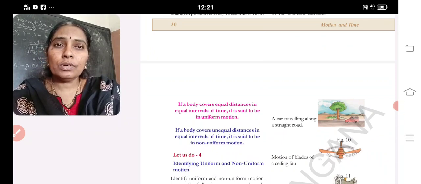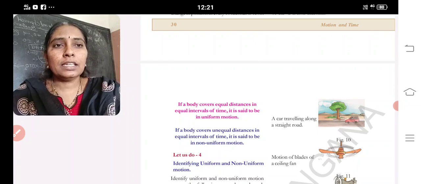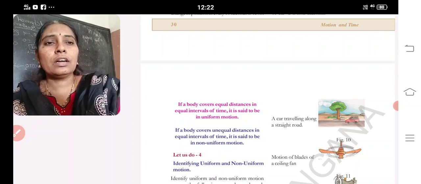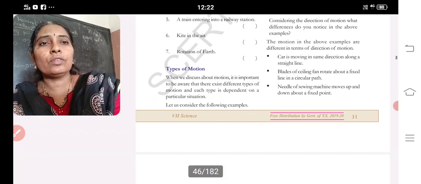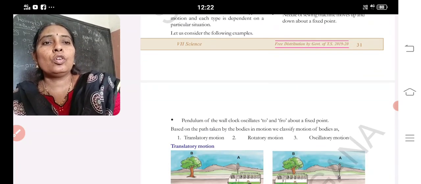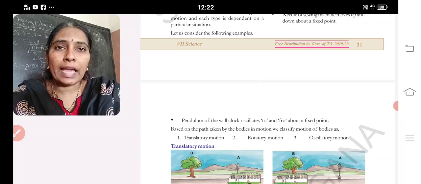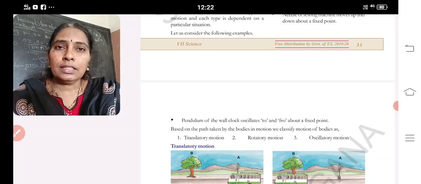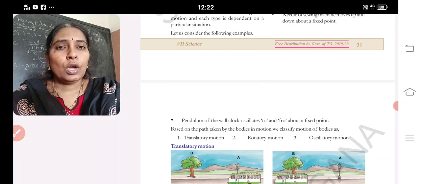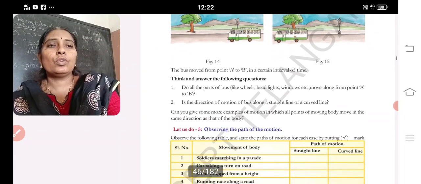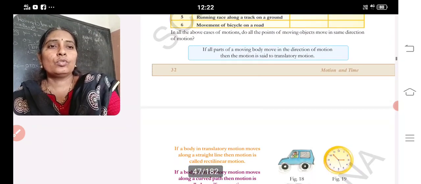If a body covers equal distance in equal intervals of time, it is said to be uniform motion. If a body covers unequal distance in equal intervals of time, it is said to be non-uniform motion. Next, types of motion. We have three types: translatory motion, rotatory motion, and oscillatory motion. Let us discuss what translatory motion is.